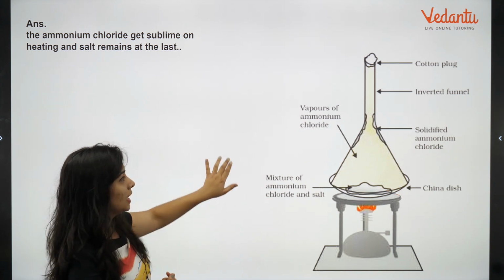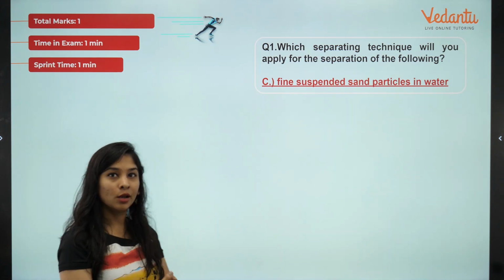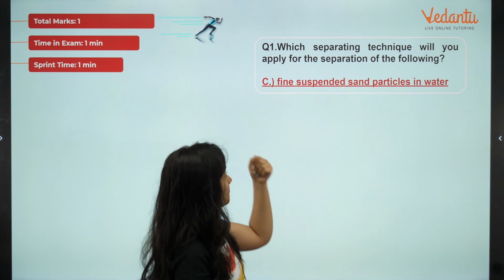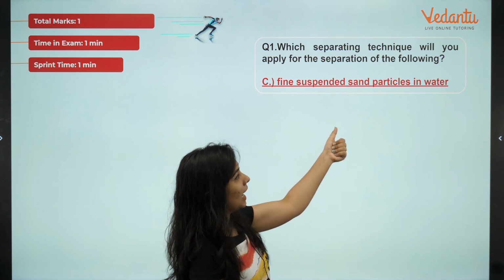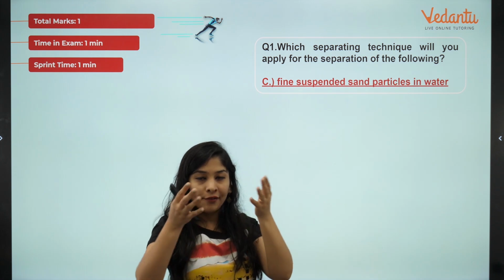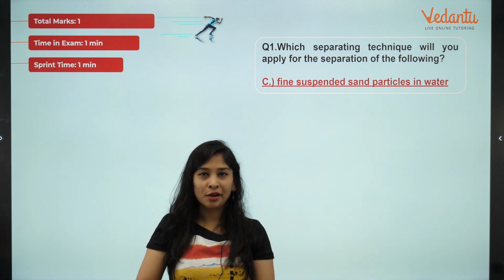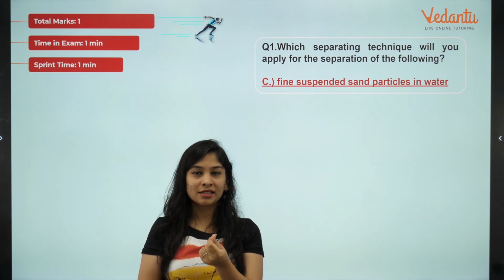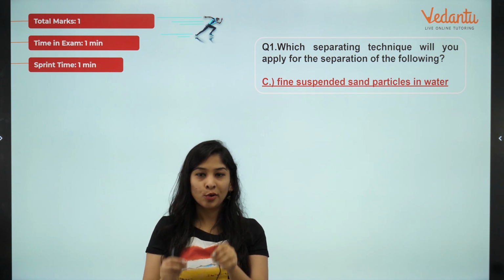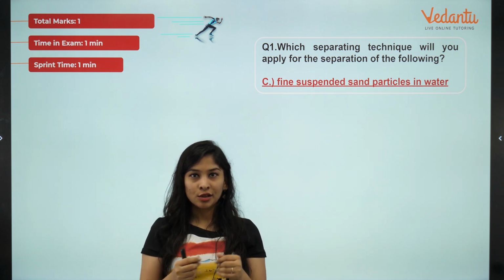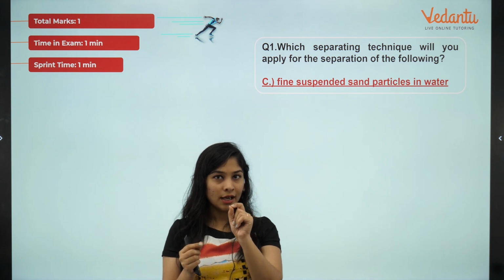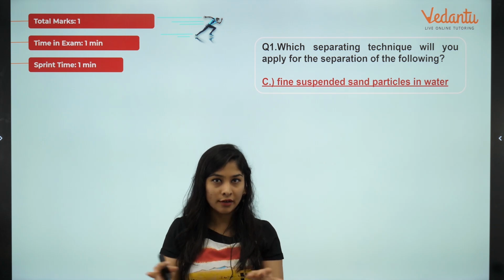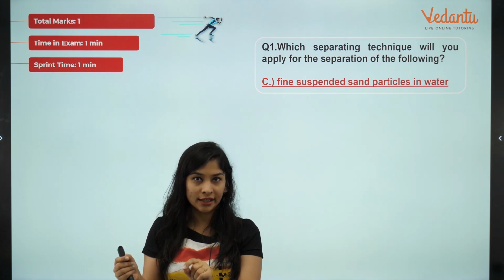On this note, let's move ahead with our third question. Very much important separating technique again. What is this? Find suspended sand particles in water. So if you have a glass of water or a bucket of water, whatever, and there are very fine sand particles that are not able to settle down because they are suspended throughout the water. So whenever you have suspended particles in any solvent, that substance is colloid in nature, correct?